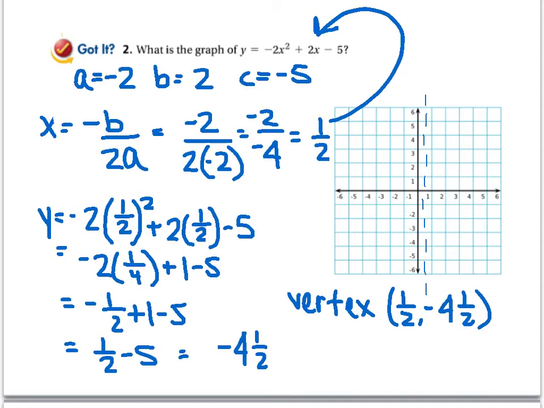Just type it in here, because you're just finding the y value. You're just finding a number. Do I hit y equals or no? No, you just type it right in here, just like a regular calculator.